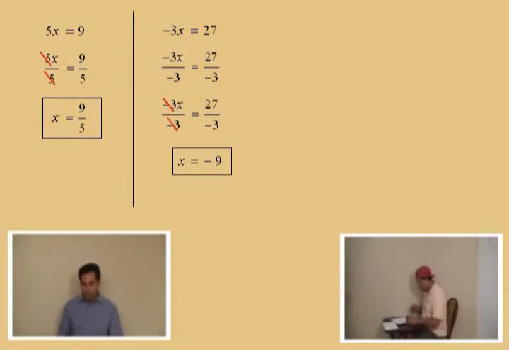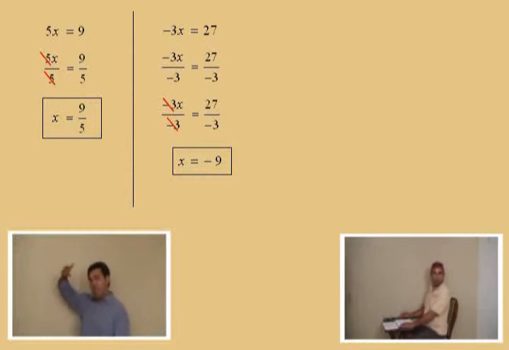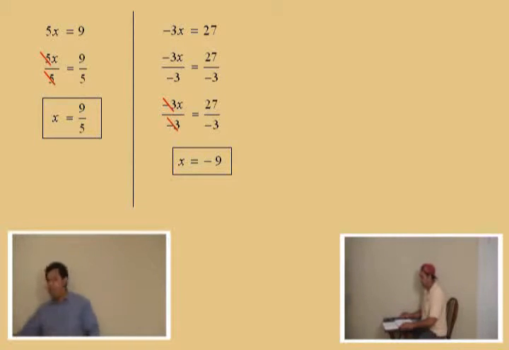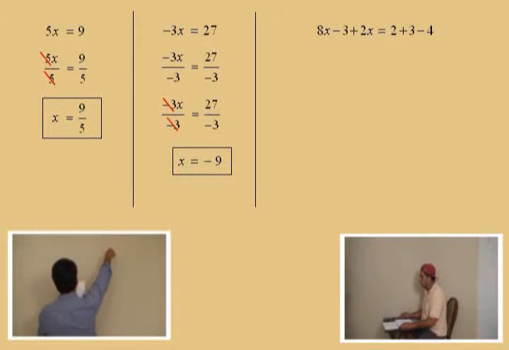And so, moving on here. In previous lecture, we talked about combining like terms. Now, these are very simple equations, and you might be able to look at the answer and just kung fu the answer and say, well, the answer was obviously negative 9 because a negative 3 times a negative 9 gives us that 27, right? Okay. Well, we're going to look at a problem a little bit more complicated where we have to combine like terms first, okay? So we have this problem here, 8x minus 3 plus 2x equals 2 plus 3, subtract 4.